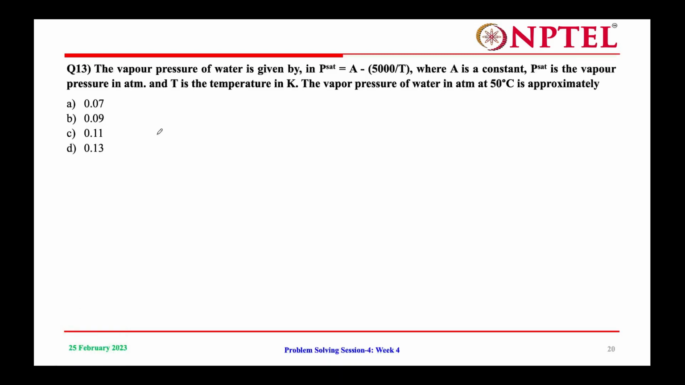So question 13: the vapor pressure of water is given by ln P sat equals A minus 5000 by T, where A is a constant, P sat is the vapor pressure in atm and T is the temperature in Kelvin. The vapor pressure of water in atm at 50 degrees Celsius is approximately what? Try to solve and tell the answer. How would we solve? We have to calculate the vapor pressure at 50 degrees Celsius, and here is a relation given.